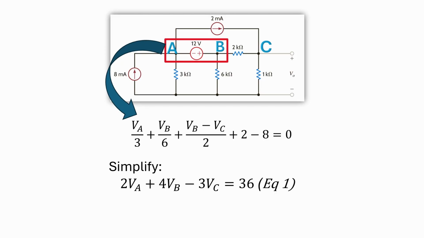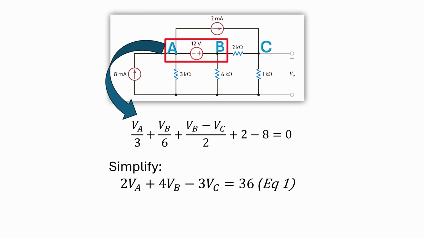Moving to the next step, we have to identify our nodes, which are just the connection points where different wires meet. We have labeled these as A, B, and C. Now notice that the 12-volt source is connected directly between node A and node B. This is exactly what creates a supernode. Think of this like a VIP pass that lets us skip the most annoying parts of the calculation.